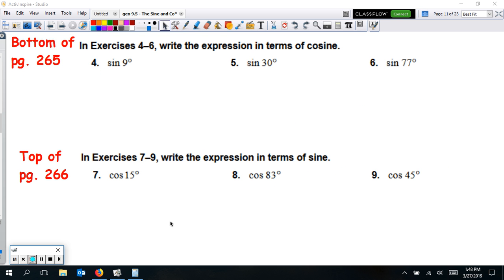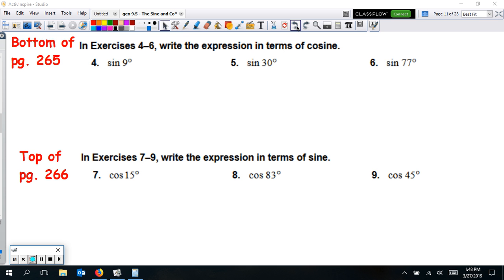Okay, so back to the extra practice. The bottom of 265 is 4 through 6, and since we were just doing the complementary angles thing we were just talking about, the sine of 9 degrees. It says write the expression in terms of cosine. So we have these 3 problems, 4 through 6 are all in terms of sine. We want to write it in terms of the cosine.